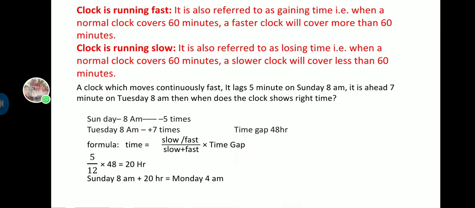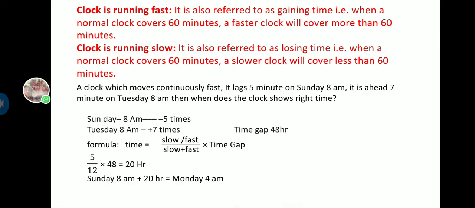A clock which moves continuously fast lags 5 minutes on Sunday 8 am. It is ahead 7 minutes on Tuesday 8 am. Then when does the clock show the right time? On Sunday 8 am, it lags 5 minutes. Lags means minus 5. And on Tuesday 8 am, it is 7 minutes ahead. Lag is minus, ahead means plus. So the formula: time equals slow by slow plus fast into time gap.